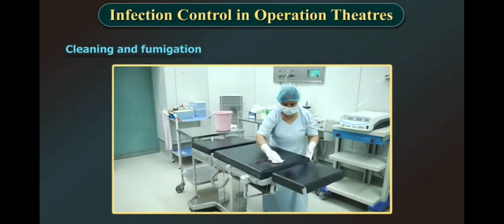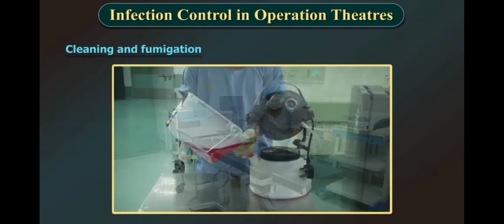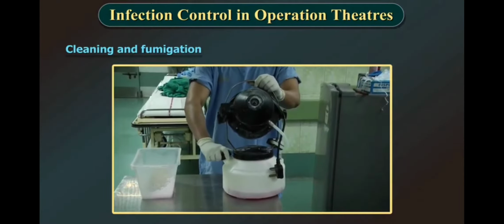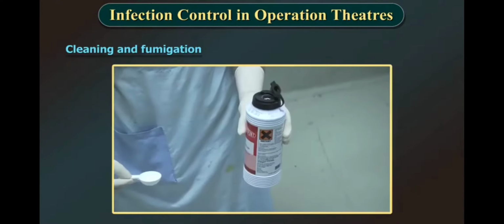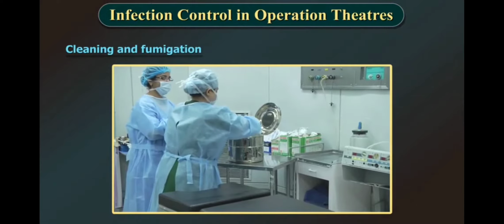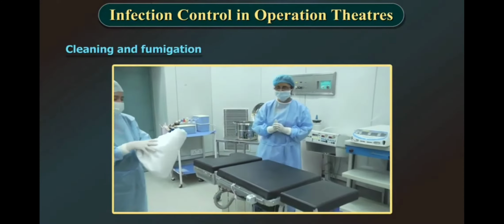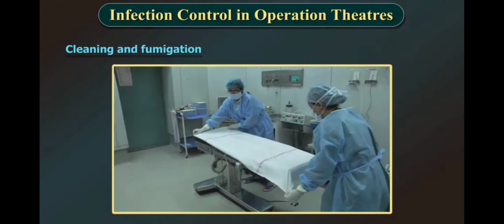Cleaning and fumigation. Cleaning of operation theatre should follow guidelines mentioned for patient care areas. Dedicated staff should be supervised for cleaning activities. They should wear appropriate PPE while cleaning. A high-level disinfectant is diluted as per manufacturer's recommendation. It is used for cleaning and disinfection of surfaces, for example, the OT tables. Always use clean linen preoperatively.